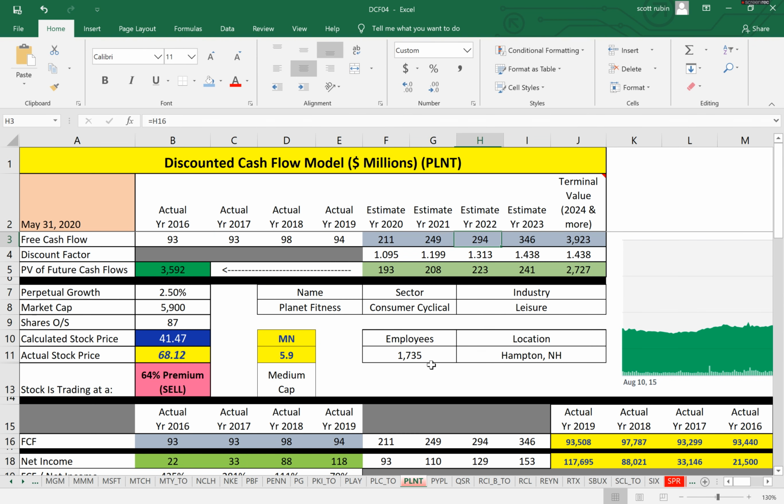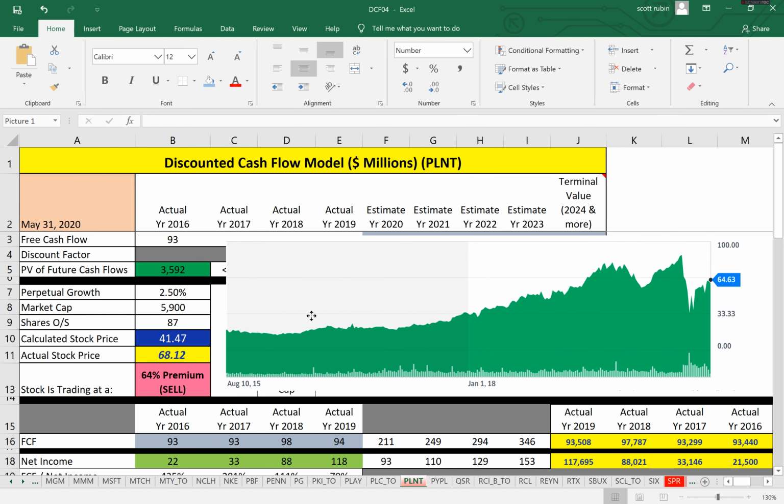So we estimated 4 years of free cash flows, and then a terminal value, which is all years beyond year 4. Then we discounted those numbers back to today's values, and we get a company value of $3.6 billion. And when we divide by the number of shares outstanding, we get a stock price of about $41. And they're trading at $68, so it's trading at a 64% premium. So according to the model, it's a sell.